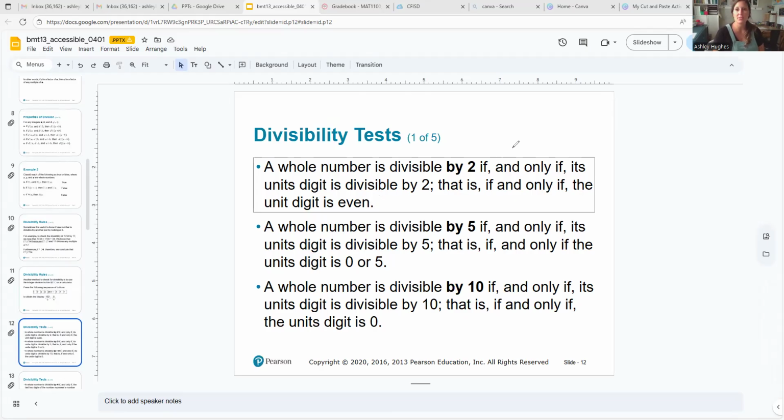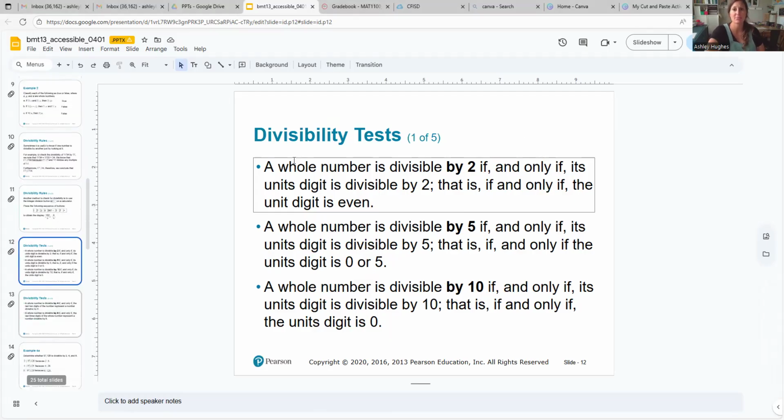So easy: if it's even, it's divisible by 2. A whole number is divisible by 5 if it ends in 0 or 5. A whole number is divisible by 10 if it ends in 0. Those are 3 of the easiest ones that most people know: 10 goes into things ending in zeros, 5 goes into zeros and 5s, 2 goes into evens.